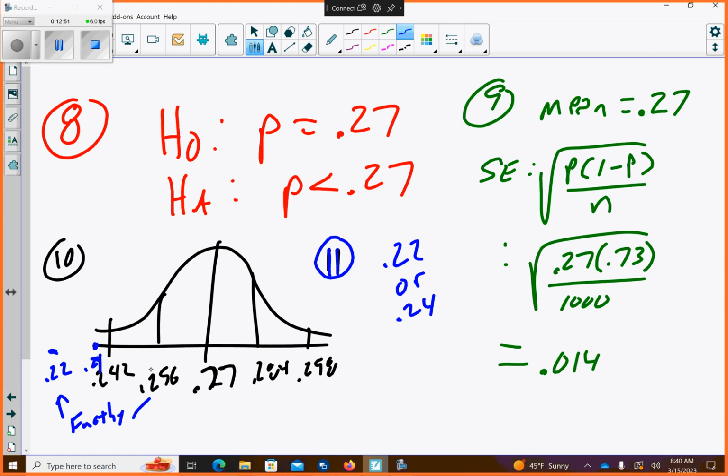And then number 12, explain why a random sample that shows that 36% of the U.S. population has no health insurance does not produce strong evidence in favor of our alternative.